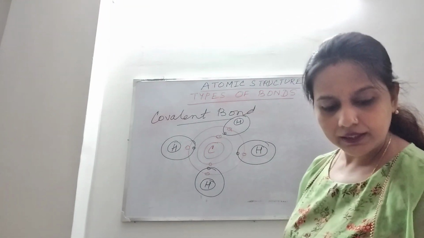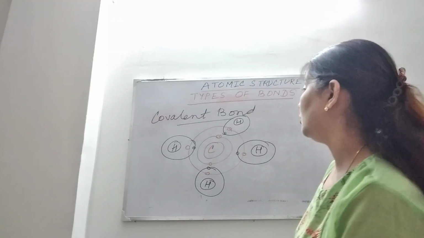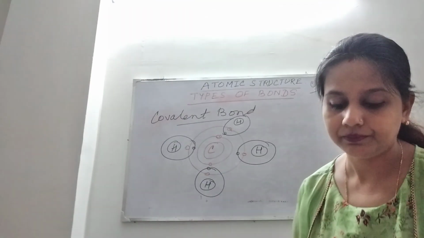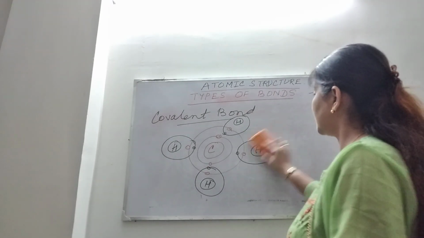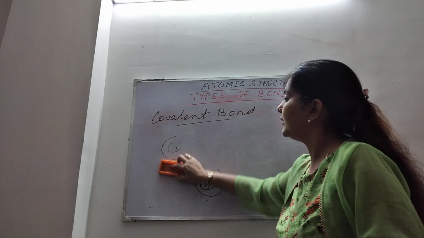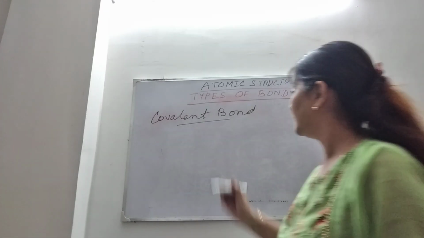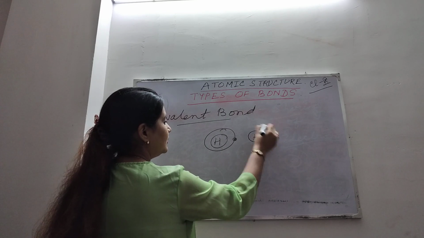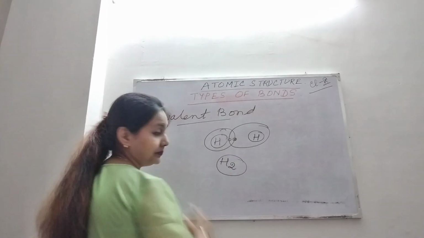There are various other examples too. For example, we can talk about ammonia, we can talk about water. Even it can form a bond with its own self, the same element, like two hydrogen atoms existing as a molecule, like one hydrogen here and one hydrogen here, and it is forming an H2 molecule.